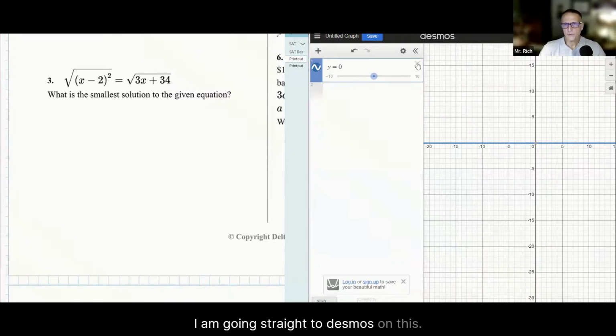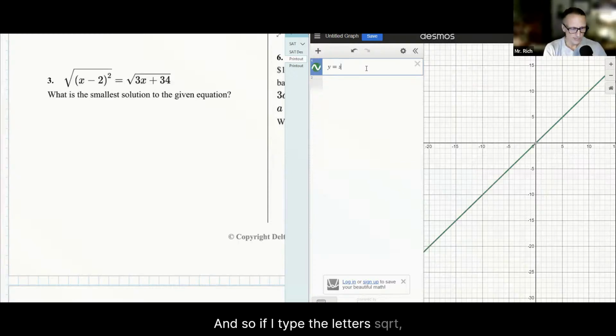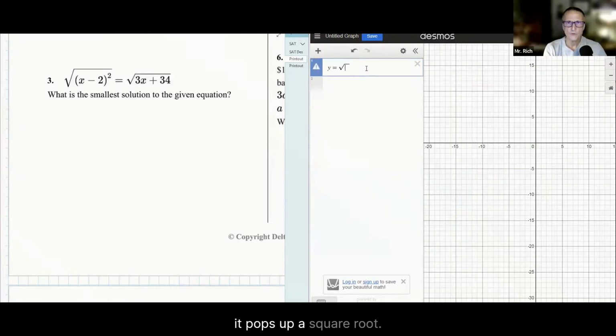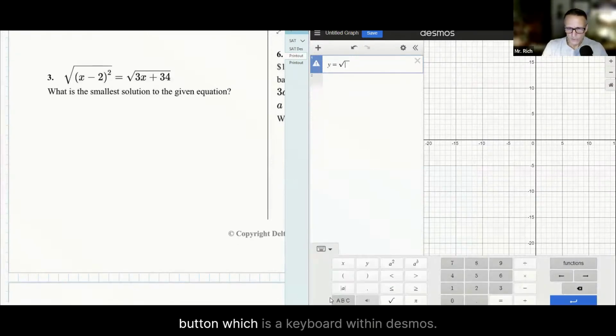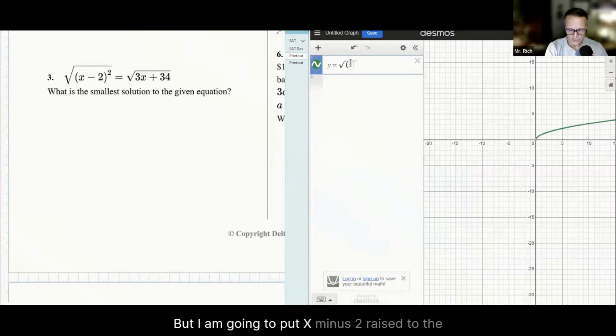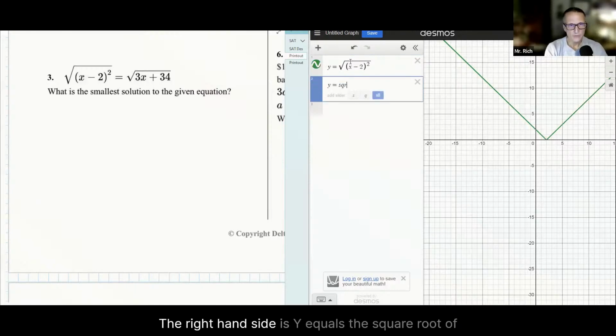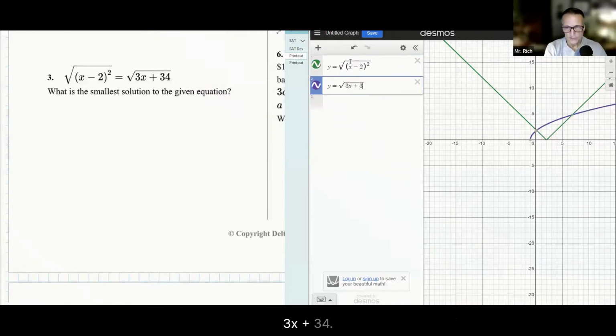Man, I am going straight to Desmos on this. I am going to graph the left-hand side and say y is equal to, now this is a radical, and so if I type the letters SQRT, it pops up a square root. I don't need to go down here into this little button, which is a keyboard within Desmos, right? I don't use that keyboard hardly ever, right? I am using keystrokes, but I am going to put x minus 2 raised to the second power. That's the left-hand side. The right-hand side is y equals the square root of 3x plus 34.